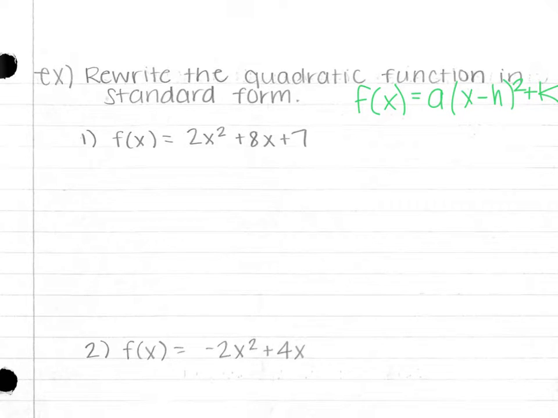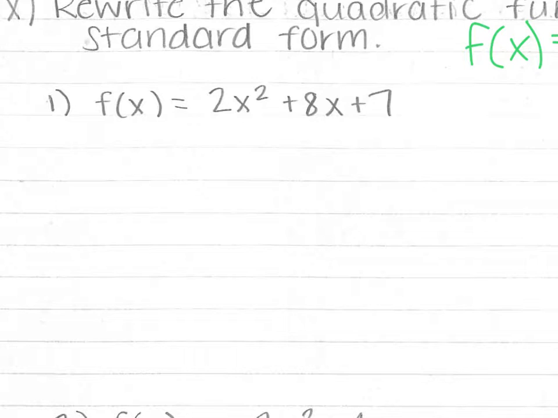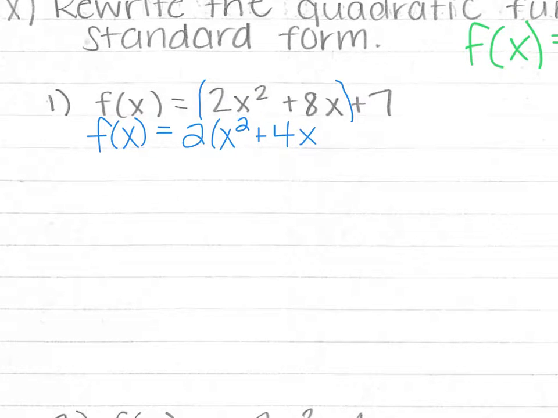The first thing we will do is factor the first two terms. So our goal is to use completing the square to create a perfect square here. And out of this, I can factor a 2 because we have to have a leading coefficient of 1 in order to complete the square. So this will become 2 times x squared plus 4x, I'm going to leave a little space there, plus 7.